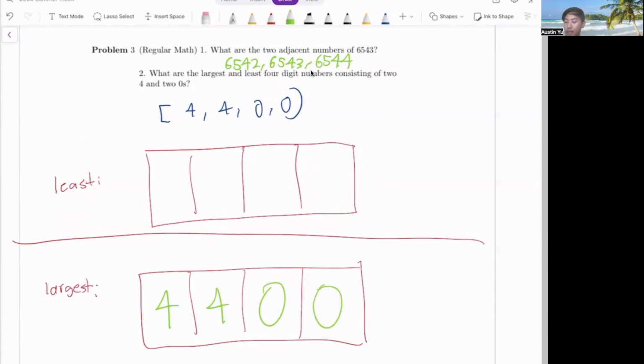And then now let's see the least. Obviously, we cannot put 0 in the thousands place, otherwise that's not a real number. So therefore, we must start off with 4. However, that means that we can put the 0 in the hundreds place and the tens place. And finally, we put the 4 in the units place, which is the least. So therefore, these are the largest and least 4-digit numbers consisting of two 4s and two zeros.